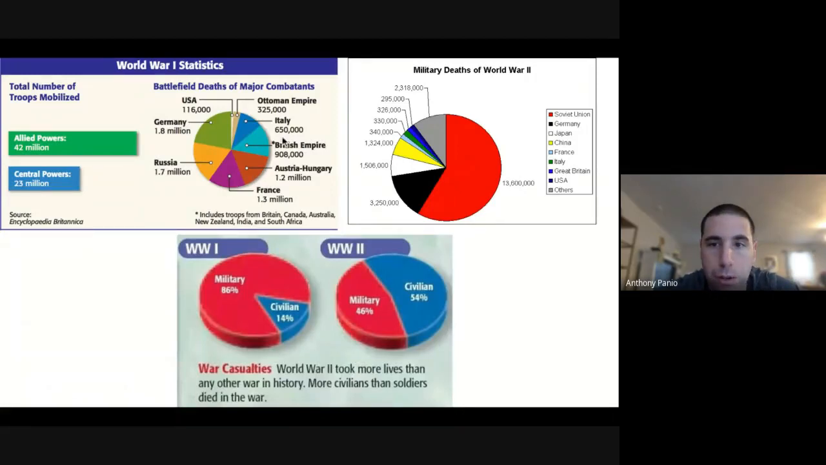Austria-Hungary 1.2, and British just under a million. Now, if you see the United States, it's almost barely recognizable that they had 116,000 American soldiers killed. That is a ton of soldiers, don't get me wrong. But comparatively to the rest of the world, it wasn't very much. So America's impact in World War One, though it was very big towards the end of the war, wasn't very big in terms of the amount of soldiers that they committed and lost to this war.